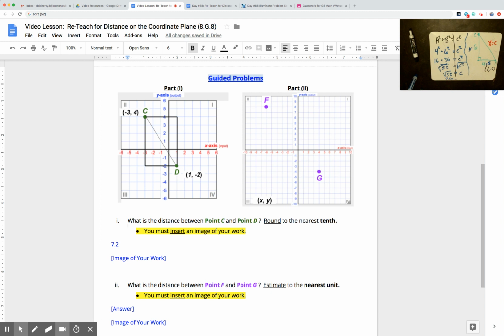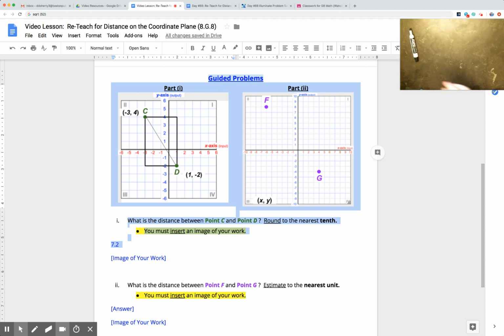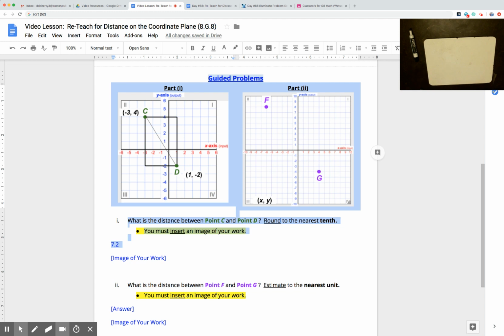Pause the video, take a look, try to find the distance from point F to point G. This time they've asked you to round or estimate to the nearest unit. As you're doing that out, the video should be paused. I'm going to show a new whiteboard. Now that you've worked on the problem on your own, I'll show you how I would have completed that part.